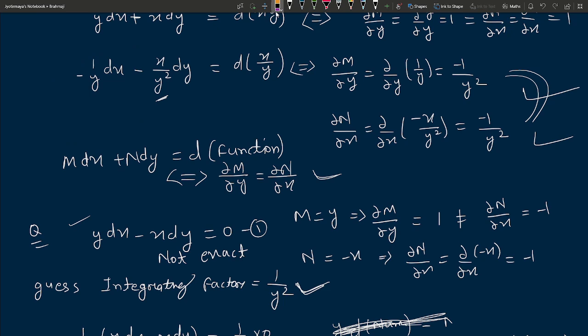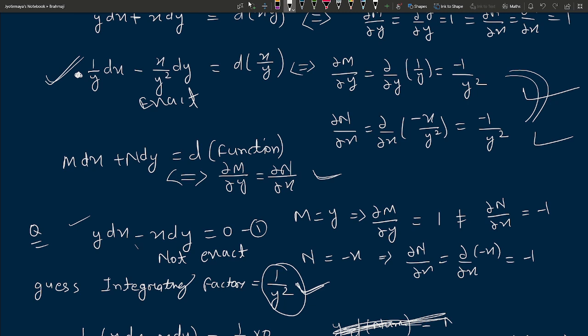Okay, this is exact. Now this is your exact. This is your exact. Okay, so this is not exact, but after multiplying by 1 by y square, this becomes exact. So this 1 by y square function, you are multiplying with a non-exact equation and converting it to exact.